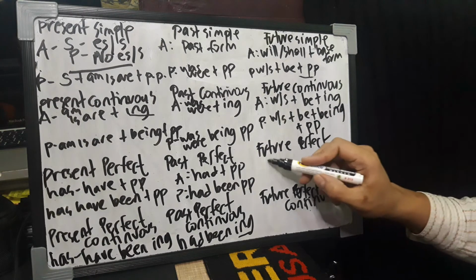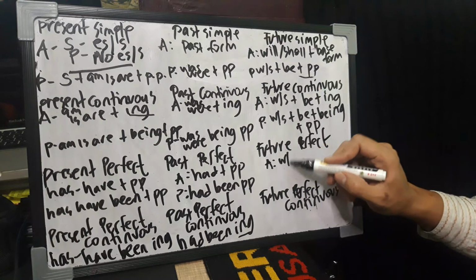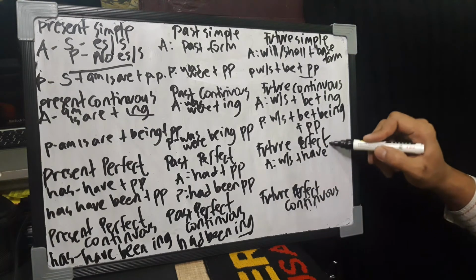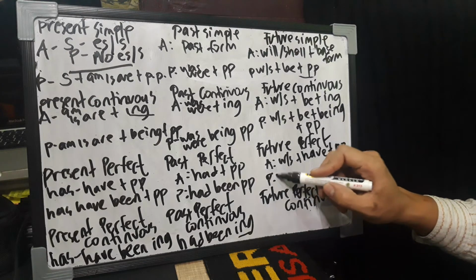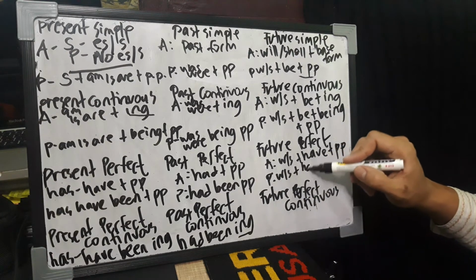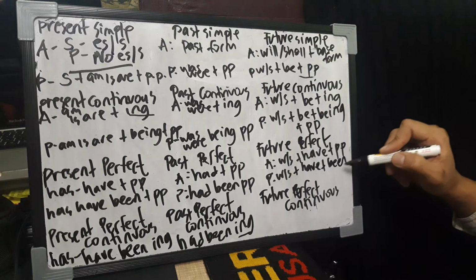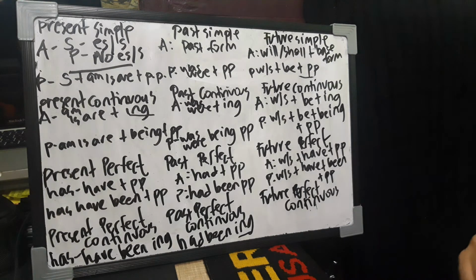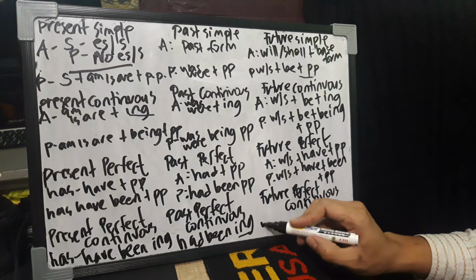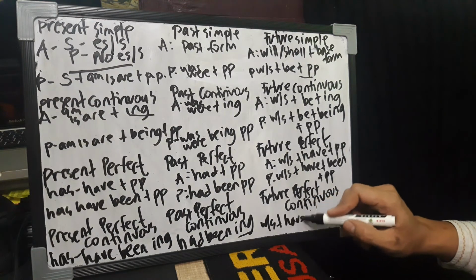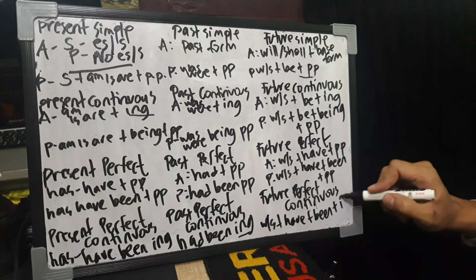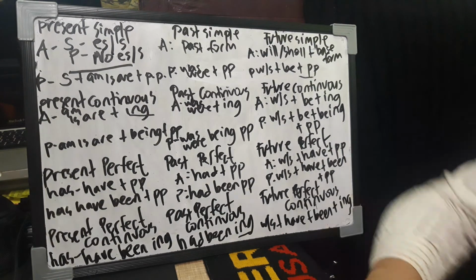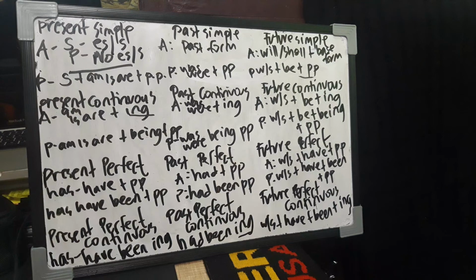How about the future perfect, guys? We have the active: you can have will or shall plus have plus the past participle, and for the passive, you can use will or shall plus have plus been plus the past participle. And for the future perfect continuous, we can use will or shall plus have plus been plus ing. Guys, if you notice, this is now the complete forms of active and passive regarding the tenses of verbs.